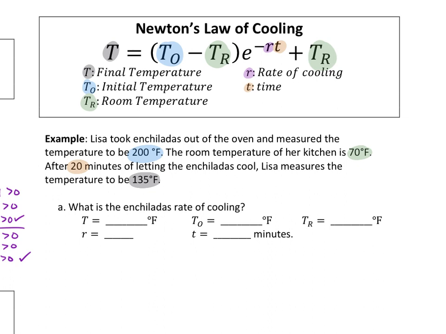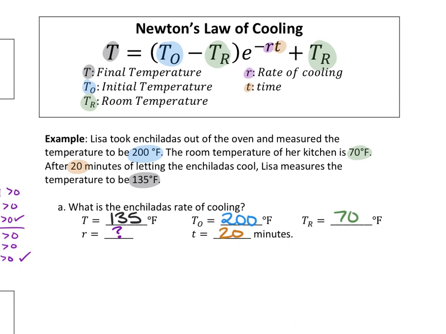So what's nice to do with these problems, and I super recommend this if you ever take physics, is you list out all of the things you know. Well, we know that the final temperature is 135 degrees Fahrenheit. We know that the initial temperature is 200 degrees Fahrenheit. We know that the room temperature of her kitchen is 70 degrees Fahrenheit. We don't know the rate, so I'm going to put a question mark right there. But we do know the time. How long did she leave it sitting out for? 20 minutes. So we have everything but one variable.